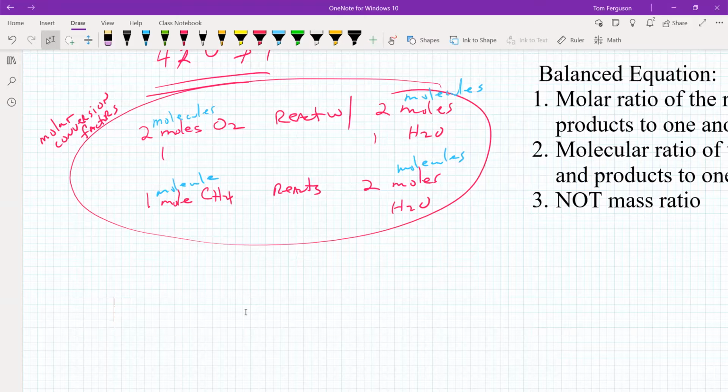Okay. Let's take a butane lighter. Butane is a 4-carbon hydrocarbon. It has 10 hydrogens. And let's burn that in an oxygen environment.